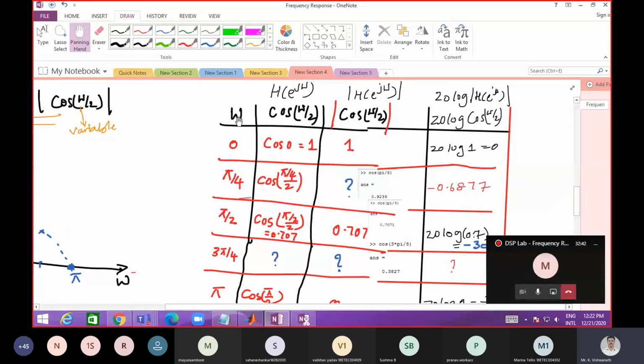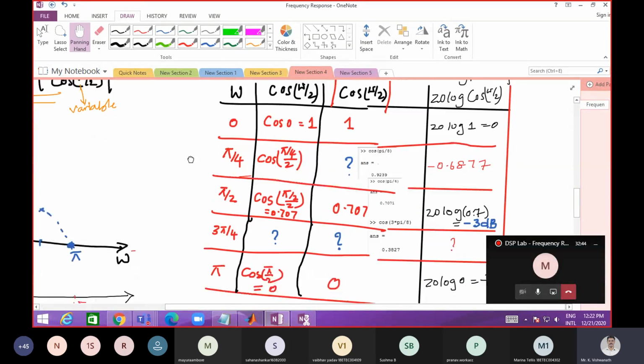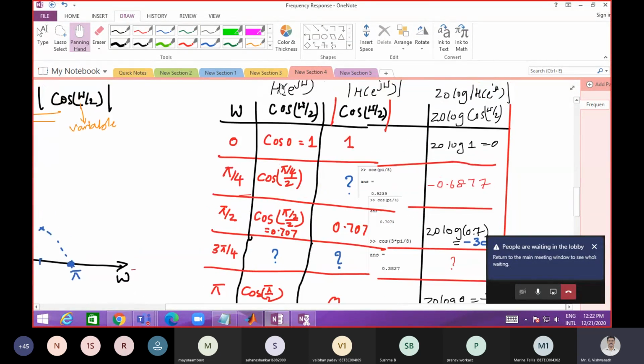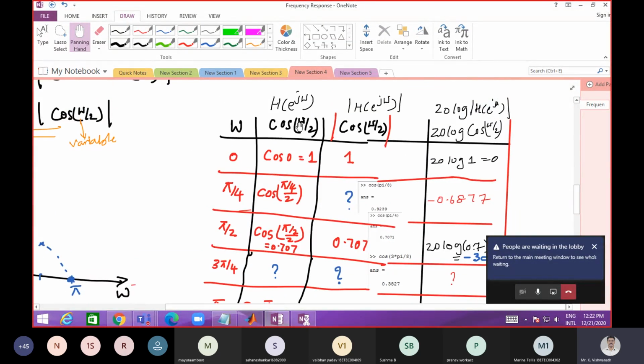So vary w. w can go from 0 to pi, that is 0 to pi. I have taken 4 or 5 values here: 0, pi by 4, pi by 2, and 3 times pi by 4. Now, H of e power j omega is cos omega by 2.